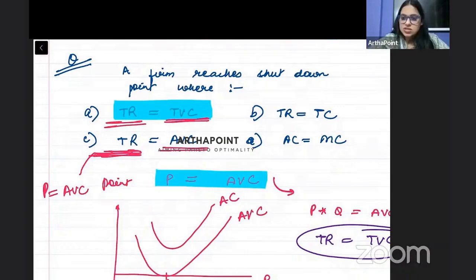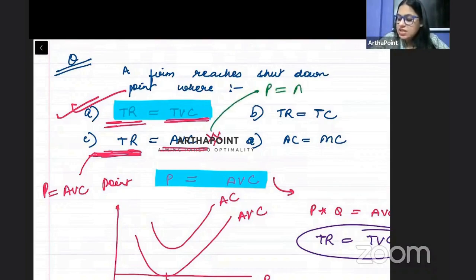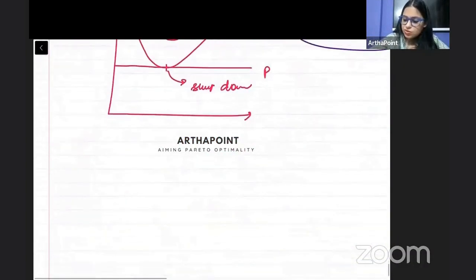So the correct answer to this question will be A. TR equal to TVC. That will be the correct answer to this question. I hope this is clear to everyone. Answer cannot be C. C बोल रहा है TR equal to AVC. No. That happens when P is equal to AVC, not when TR is equal to AVC. That is incorrect. ठीक है जी. So the correct answer to this question will be A. Okay. Beta, next question.